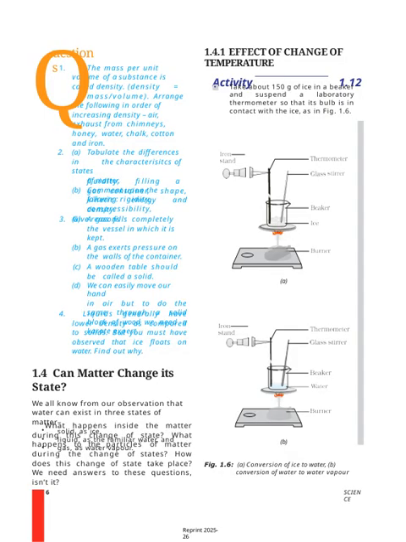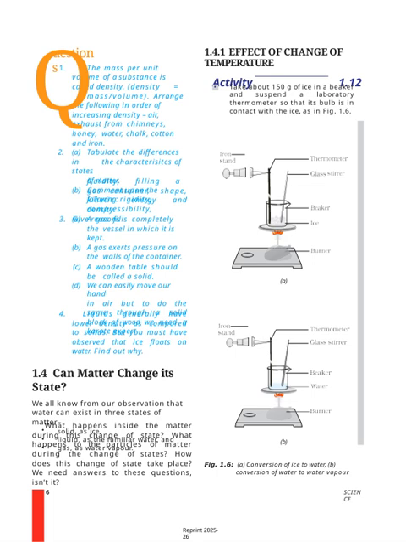Take about 150 grams of ice in a beaker and suspend a laboratory thermometer so that its bulb touches the ice, just like in the diagram. This helps us see how temperature affects the ice. Now moving on to the questions.